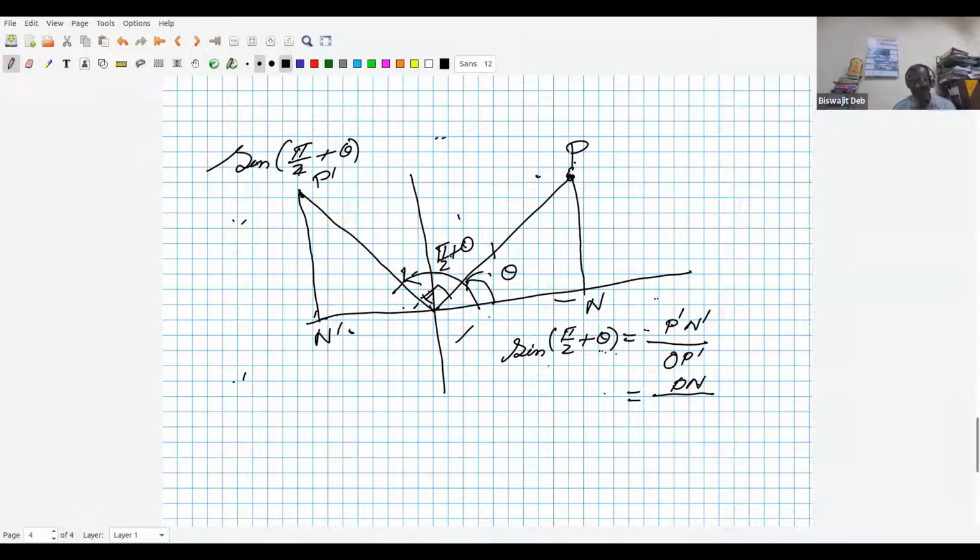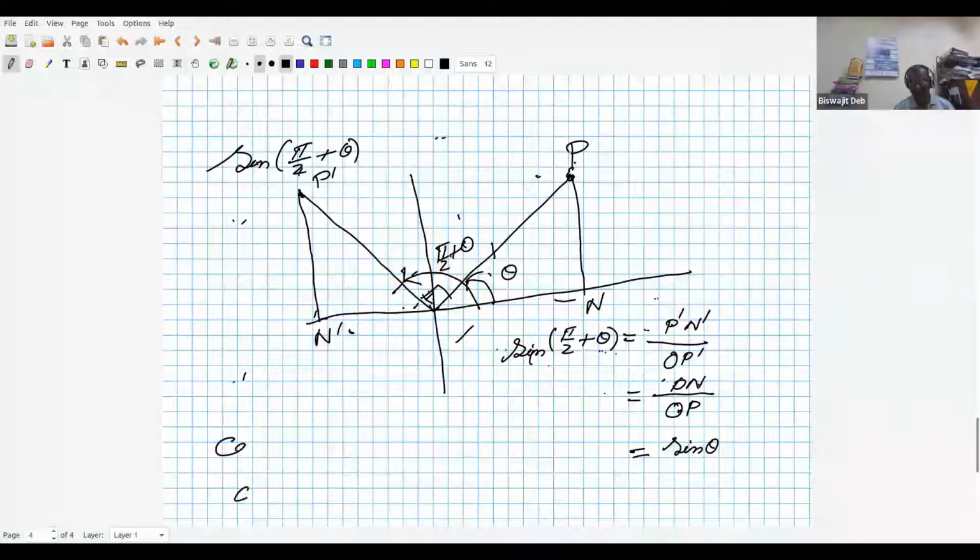On is on the positive side, but On dash is on the negative side. That is, they are equal and opposite in sign. But OP and OP dash are going to be the same, because OP, as you have seen, is the distance of P from O, and distance cannot be negative. So OP dash is exactly equal to OP. So what we are getting then? This is the same as sine theta.